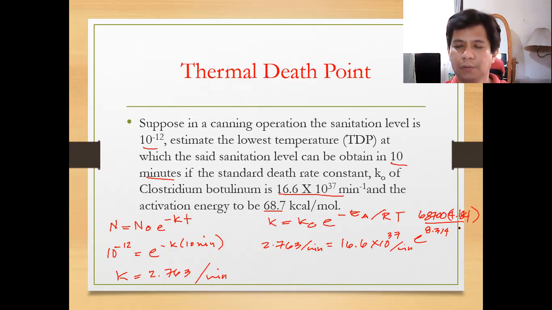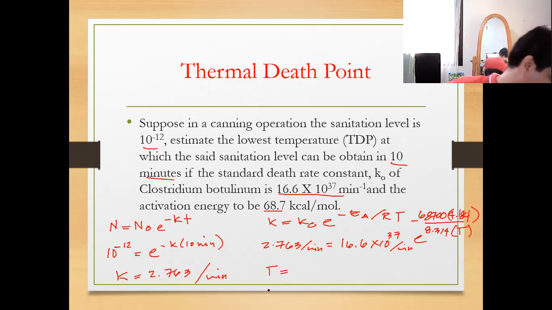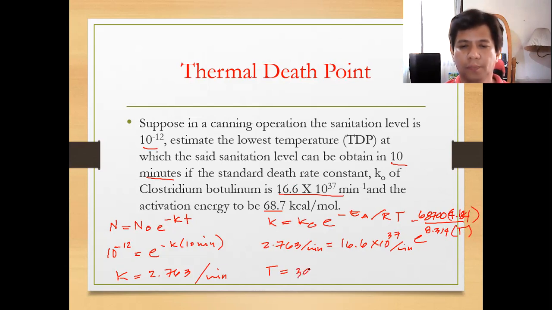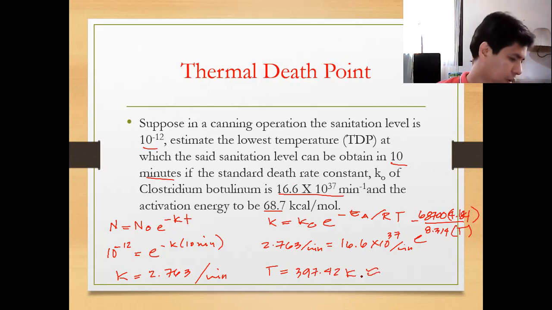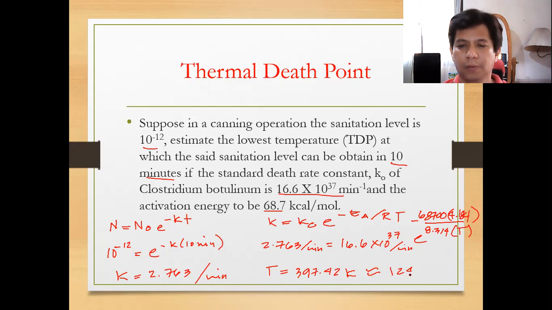Tapos, by using shift solve function, you can now calculate the temperature. So, yung lalabas sa temperature dito is in Kelvin. So, if you're going to use your calculator, you're supposed to get something like 397.42 Kelvin. This is equivalent to around 124.27 degrees Celsius. So malapit lamang 'yan dun sa rule of thumb natin, natatandaan niyo yung first lecture natin. 'Di ba ang rule of thumb ng sterilization ay 15 minutes, 121 degrees Celsius. So yan, malapit naman siya. No?